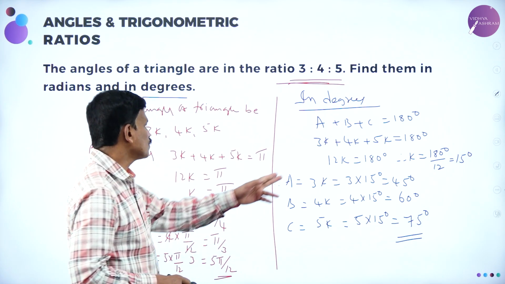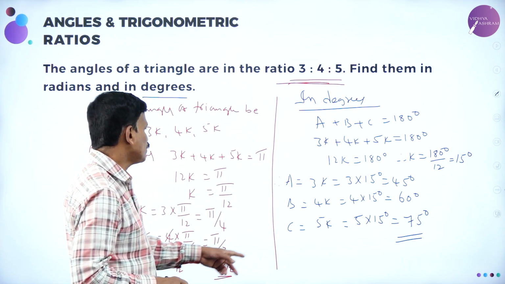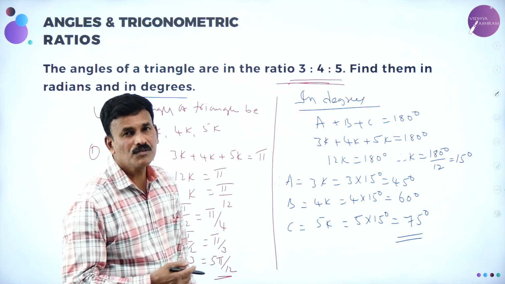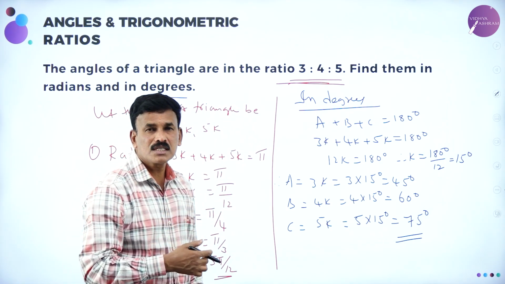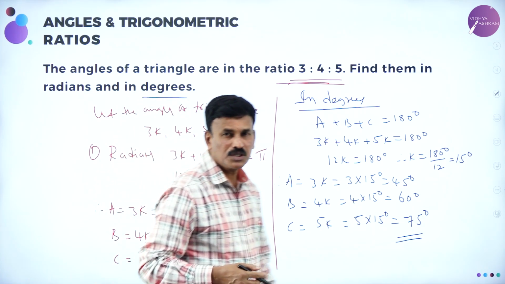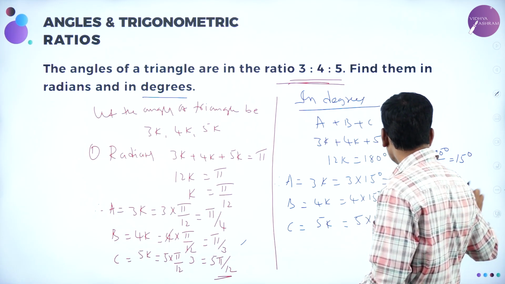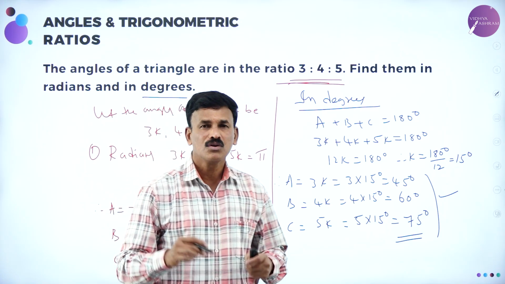So, pi by 4 means 45 degrees, pi by 3 means 60 degrees, and 5 pi by 12 is equal to 75 degrees. That's it. This is how we are going to express the ratios in terms of radians as well as in terms of degrees. So, pi by 4, pi by 3, 5 pi by 12 in terms of radians, whereas in terms of degrees it is 45 degrees, 60 degrees and 75 degrees. That's it. Hope you followed.